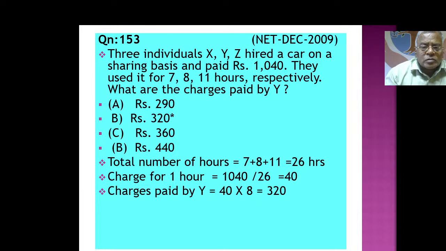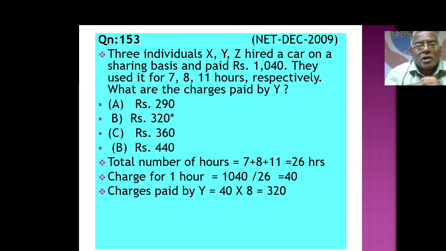Paid rupees 1040. 3 பேர் ஒரு காரை ஹையர் பண்ணுறாங்க. மொத்தம் 1040 ரூபா பே பண்ணுறாங்க. They used it for 7, 8, 11 hours. X வந்து 7 மணி நேரம் அவர் பயன்படுத்துகிறாரு அந்த காரை. Y வந்து 8 மணி நேரத்துக்கு வாடகைக்கு எடுத்துருக்காரு. Z வந்து 11 ஹவர்ஸ்க்கு எடுத்துருக்காரு. What are the charges paid by Y அப்படின்றார். According to the number of hours you have to calculate.